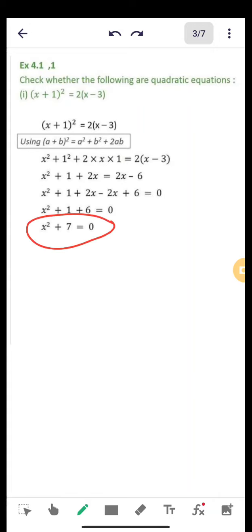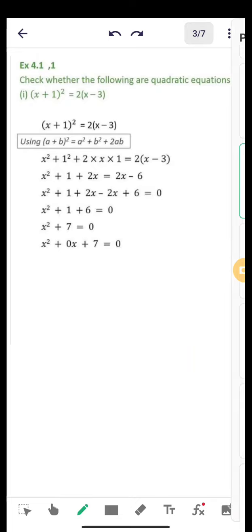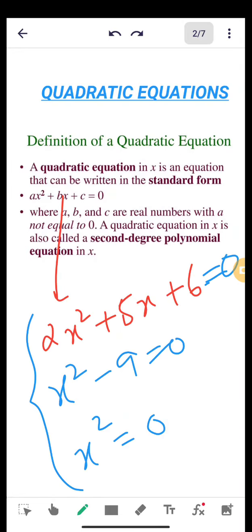So what do you say about this? What is the degree of this equation? It's 2. So I can say that it is a quadratic equation. But one term is missing here. The middle term can be missing, like you can see here. The middle term is missing.